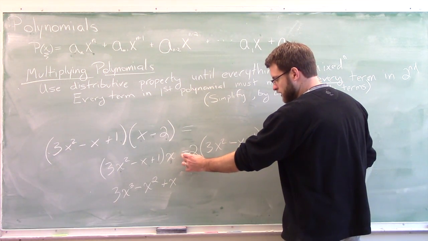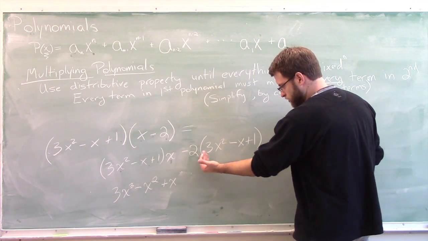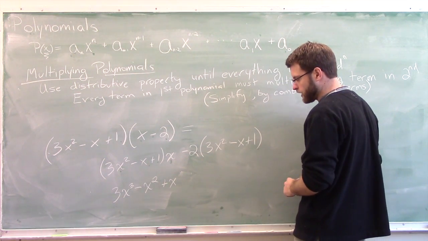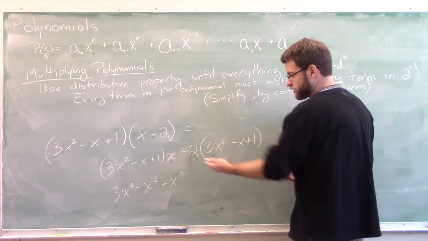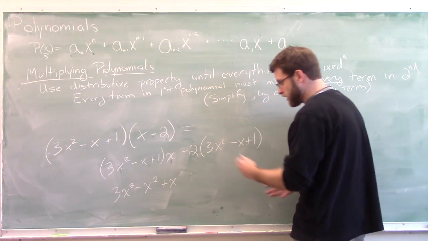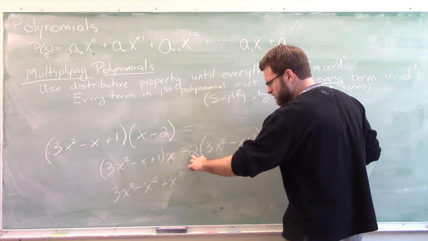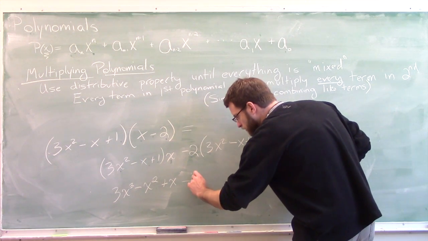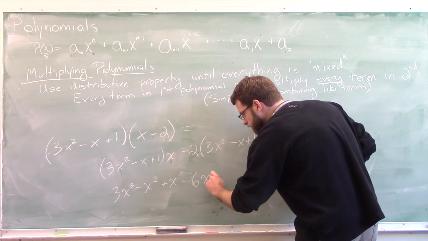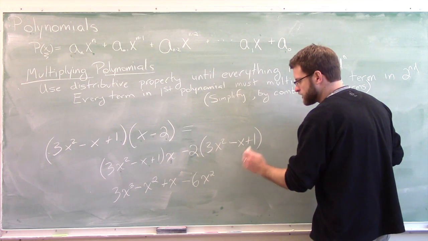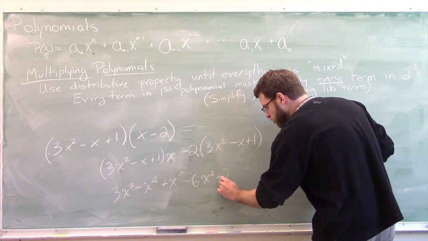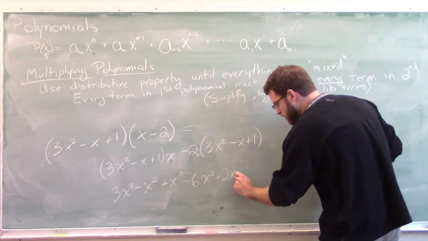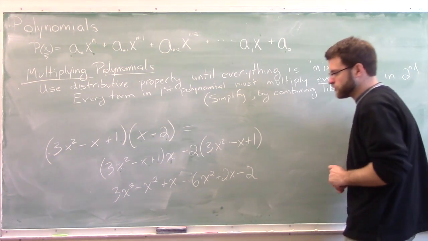Next, we're going to multiply this negative 2. We're going to distribute that across everything in this polynomial right here. There we're just dealing with the coefficients, so let's multiply those across and see what happens. We get negative 2 times 3, and that's an x squared term, so we end up with negative 6x squared. Negative 2 times negative x gives us positive 2x. And then negative 2 times 1 gives us negative 2.